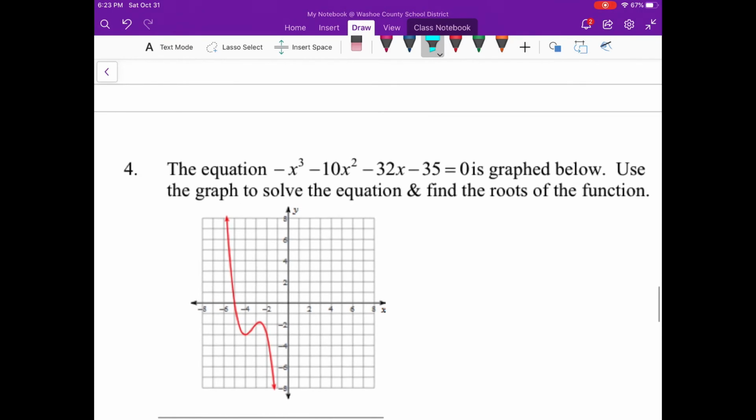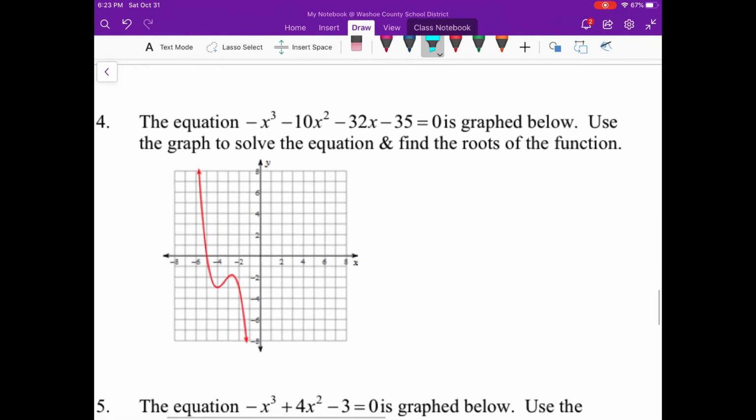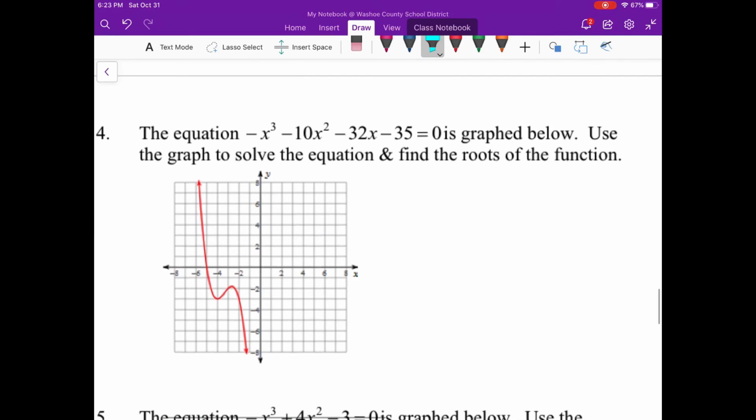Okay, last page here. The equation is graphed below. Use the graph to solve the equation and find the roots of the function. So again, we are going to use synthetic division. We're looking for the exact 0 that it's crossing there. So I'm going to be using negative 5 for my synthetic division. Writing down my coefficients here. Negative 10, negative 32, negative 35.